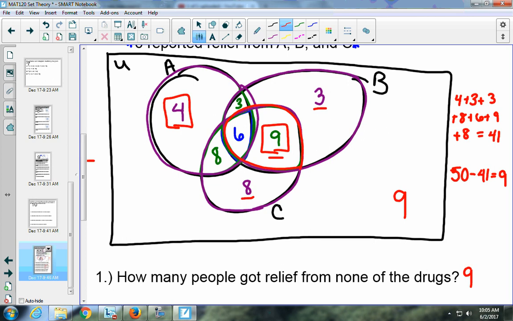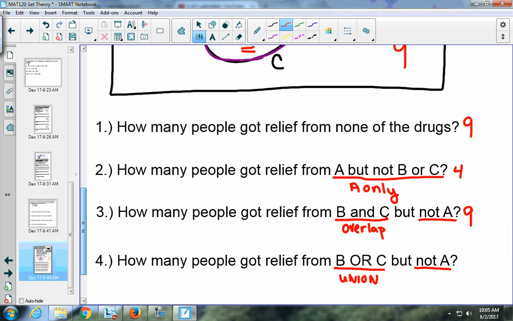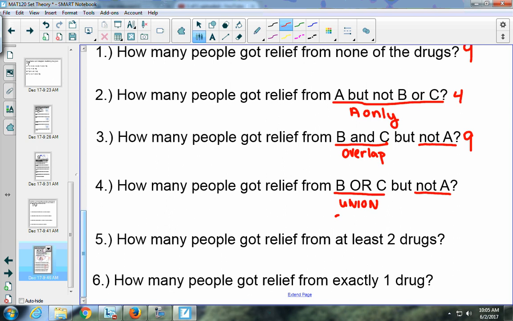And this 8 in green is in A and C. We don't want it because of that A part. So if we're trying to figure out our B or C, but not A, we want this 3, this 9, and this 8. So we will add them up. Our 3 plus 9 plus 8 and find 20 people got relief from B or C, but not A.